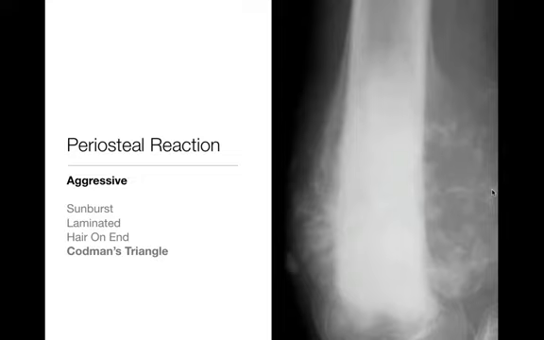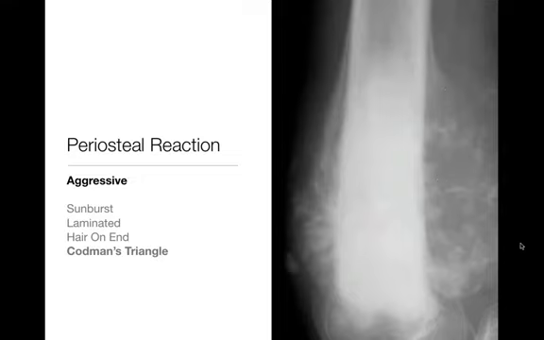Codman's triangle is when some of the periosteal fibers are lifted up and displaced. So you get this displacement of the bone. You see the periosteum right here forming this triangle with the underlying cortex. And another example on the other side.